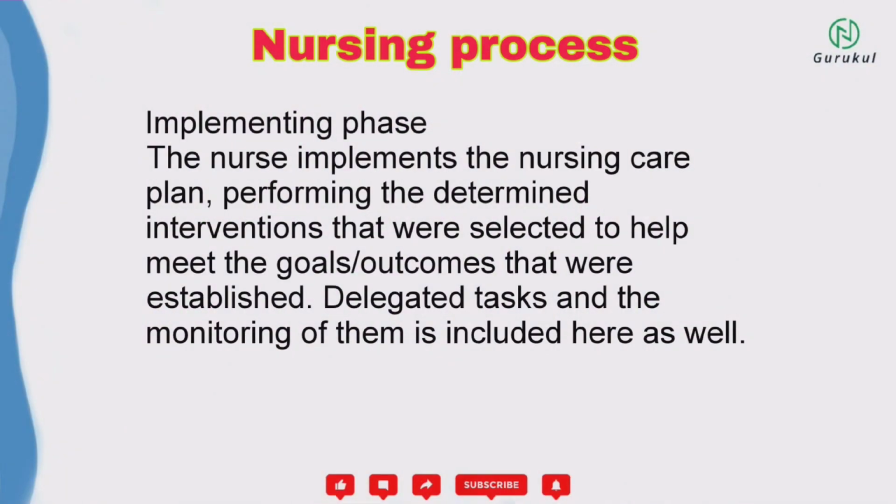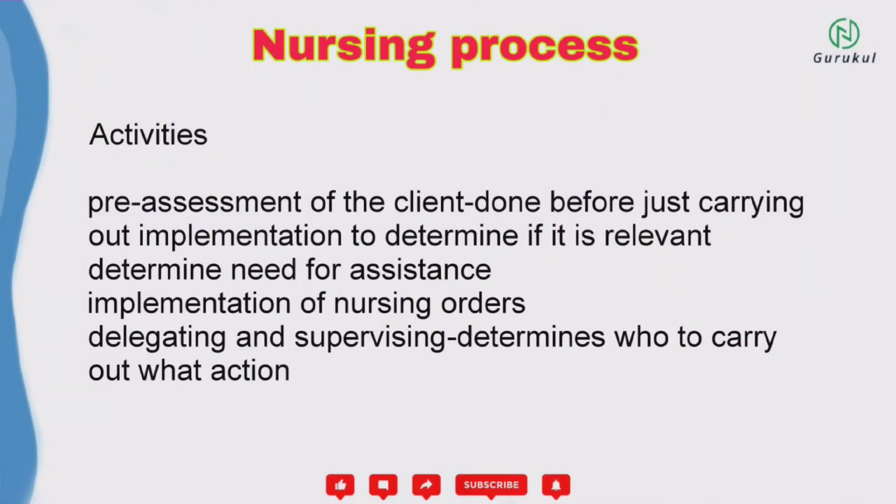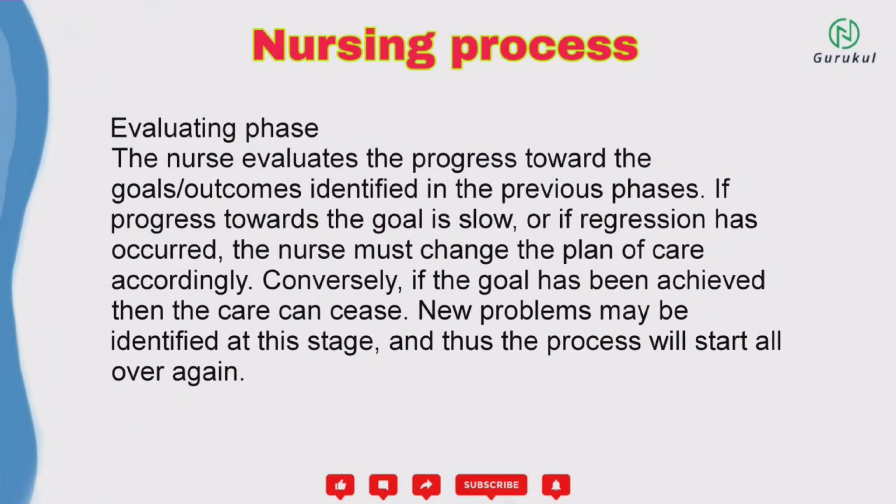Then the implementing phase. The nurse implements the nursing care plan, performing the determined interventions that were selected to help meet the goal outcomes that were established. Delegated tasks as well as the monitoring of them are included here as well. And the activities are a pre-assessment of the client done before carrying out implementation to determine if it is relevant, determine the need for assistance, implementation of nursing orders, delegating and supervising to determine who can carry out what action. Last is the evaluating phase.